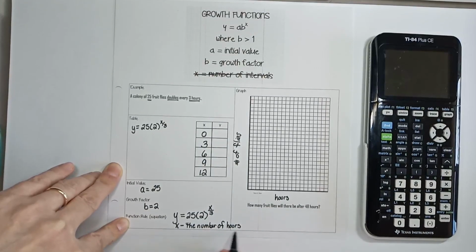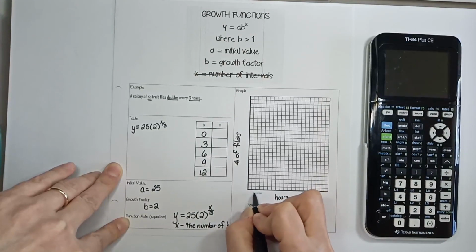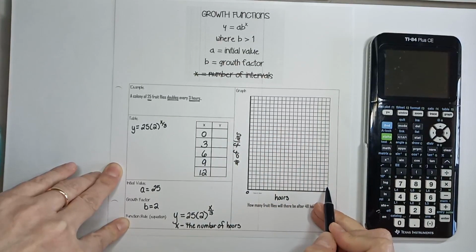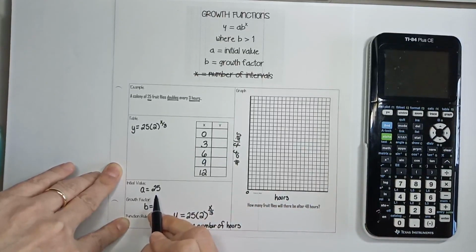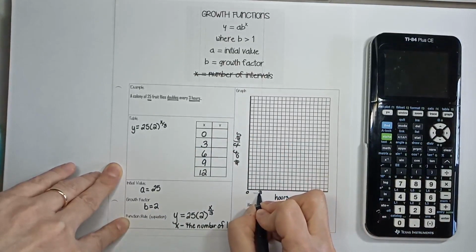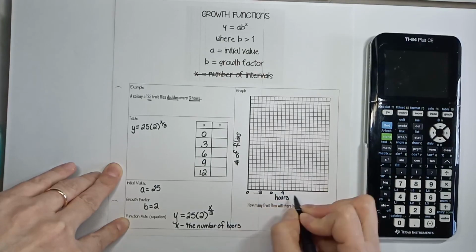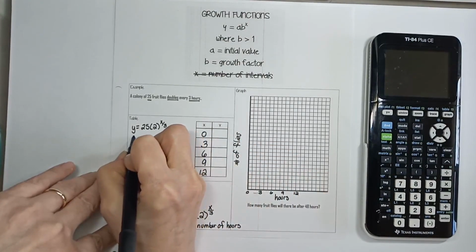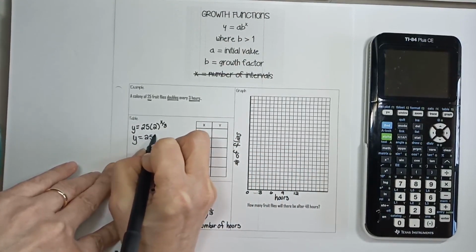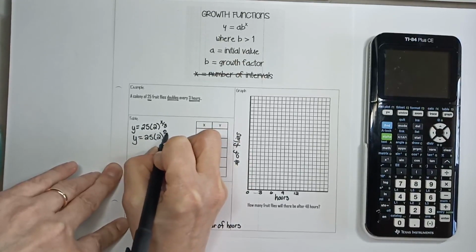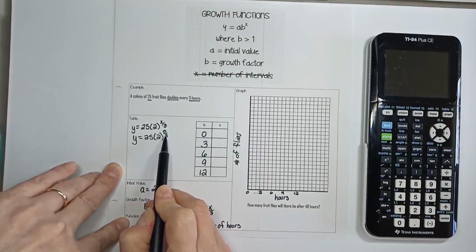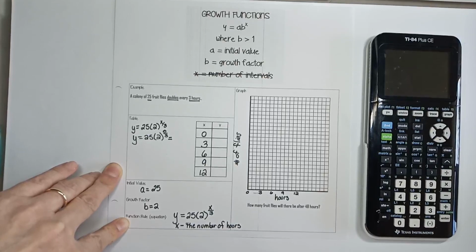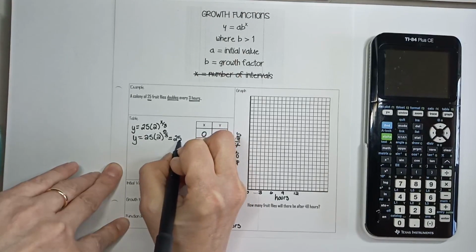Remember that x is the number of hours that goes across the bottom. So that is 0 right here. And I'm only working in the first quadrant because it doesn't make sense to go back in time. So we're only working in the first quadrant. 3, 6, 9, and 12. Let's go ahead and put some numbers in here. If I have y equals 25 times 2 to the 0 over 3 power, 2 to the 0 over 3 is the same as 2 to the 0 power. Anything to the 0 power is 1. So this is just 25.